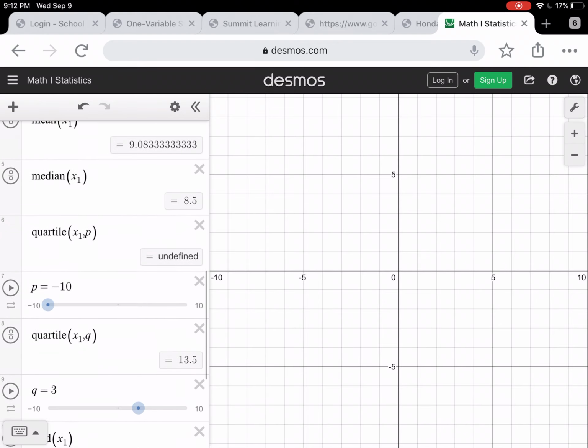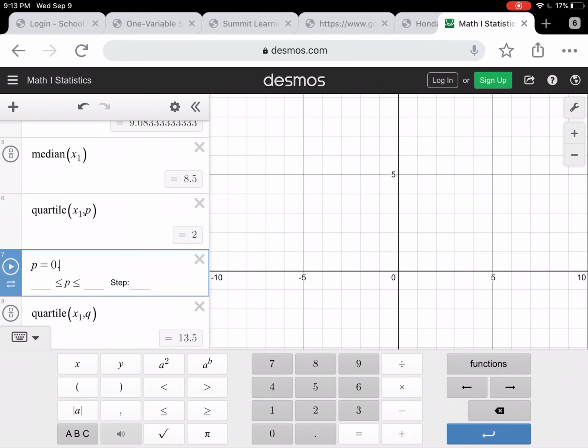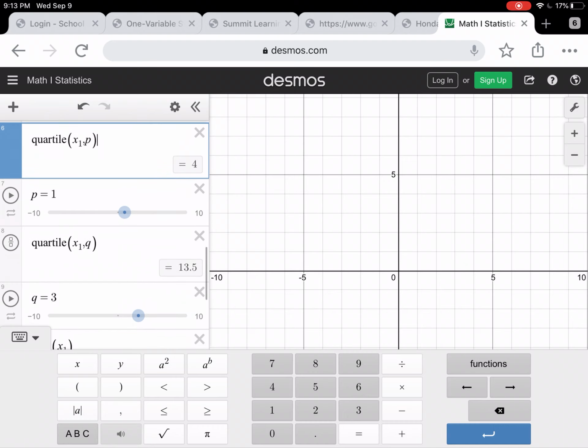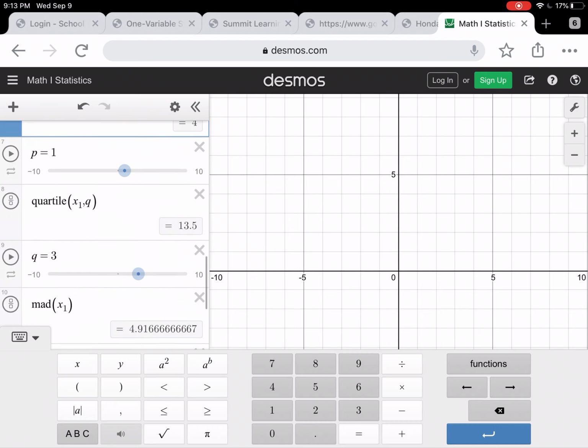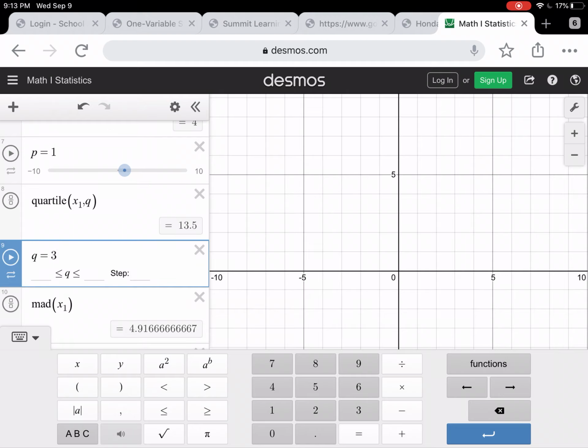Now, this is where it gets a little bit trickier. So quartile, parentheses, X sub 1, comma, p. Now the p is the number that tells us which quartile we're going to look for. So I'm going to change this to 1. I'm looking for my first quartile. Oop. Whoa. Whoa. I'm just gonna pretend like that didn't happen. Here we go. Cool. First quartile, 4. Q3. Oh no, but yeah, Q3. Quartile 3 would be where p is 3, and it's 13.5.